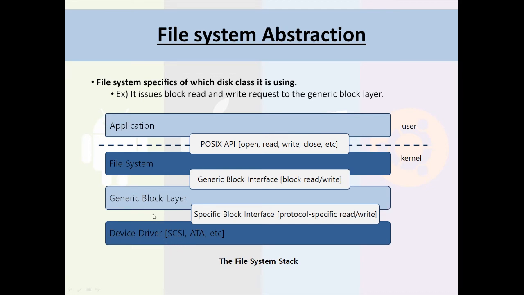Here we can see a small example. We have our user application, and if we wanted to, say, open a file, we would use a generic function called open, or read and write and close, etc. And this is independent of what the underlying hardware is. You can see we utilize this API.